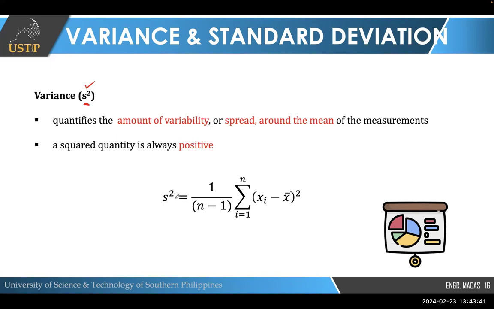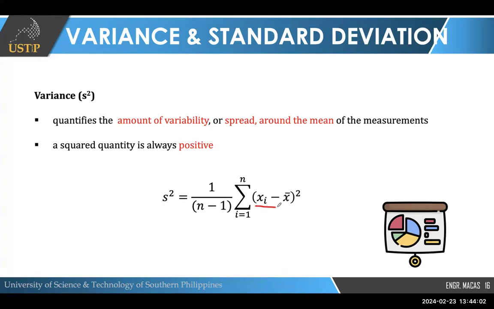Okay, so this is the formula of your variance. This is 1 over n minus 1, multiplied by the summation of x sub i minus x bar, squared. So let's have a more conceptual understanding of the formula.